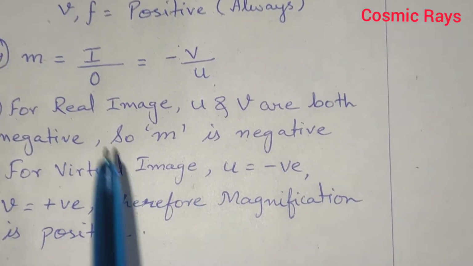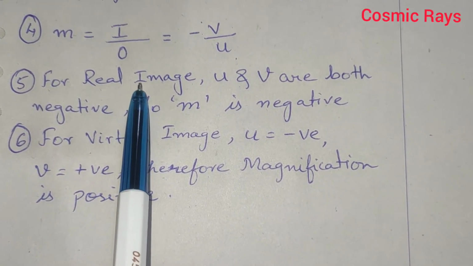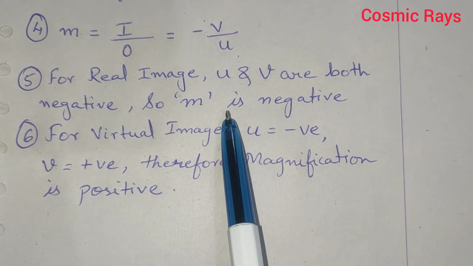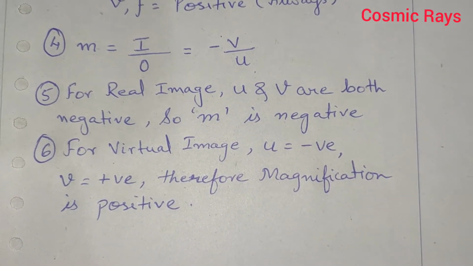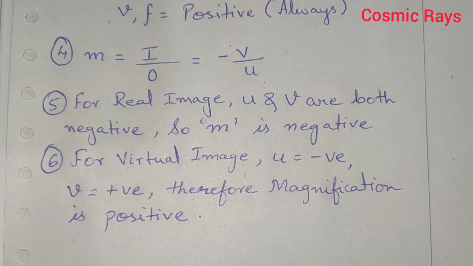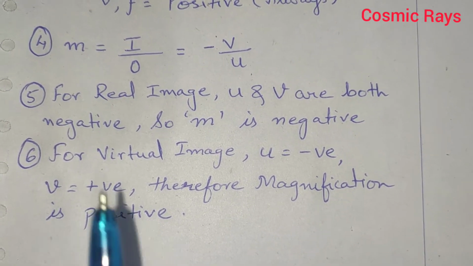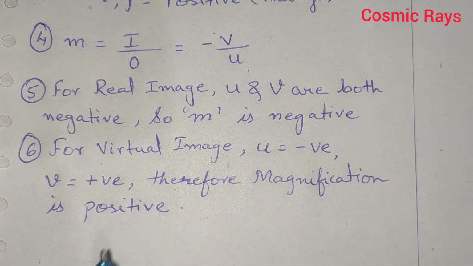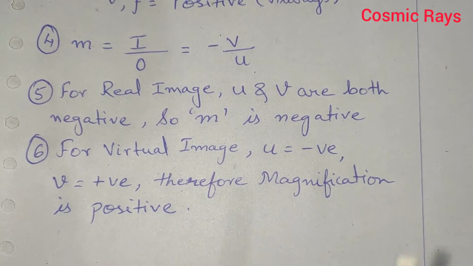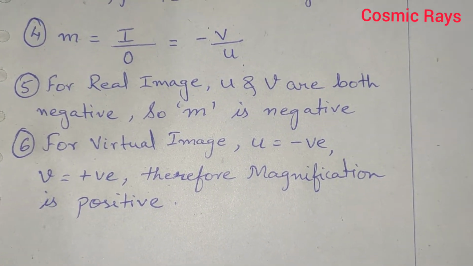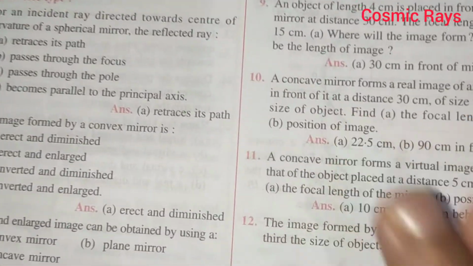Now for real image, please remember that magnification is negative. Whenever we find that magnification is negative, we have to know that it is a real image, and for virtual image the magnification is positive. So please remember these points and let us start the numericals.